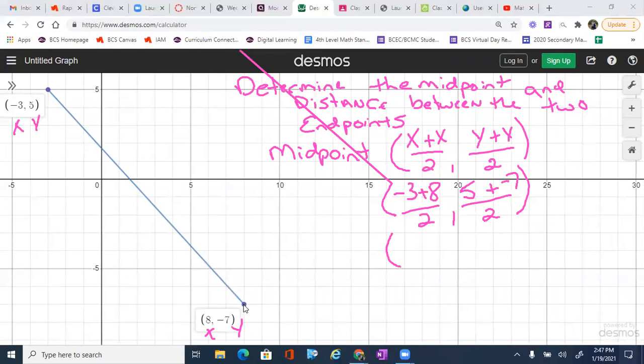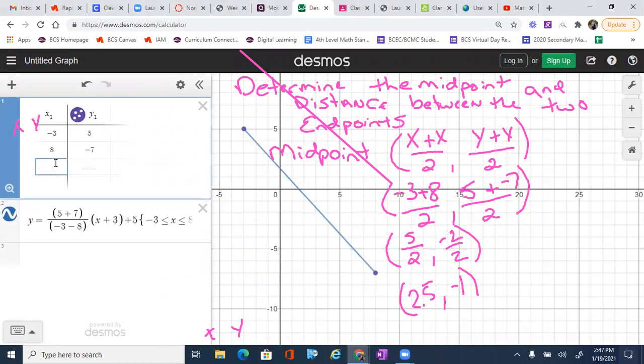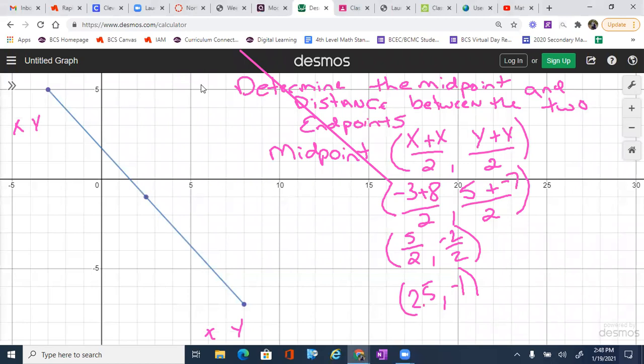At this point, we say -3 plus 8 is 5 over 2, and 5 plus -7 is -2 over 2. We can simplify this down to be 2.5, and -2 over 2 is -1. Now, let's go ahead and verify this. I'm going to come back into our information and plug that into a table. I'm going to put in 2.5 for x and -1 for y, and you should notice that it falls right in the middle. And that is how we find the midpoint: add the x's, divide by 2, add the y's, and divide by 2.